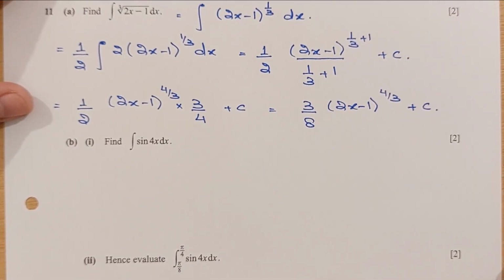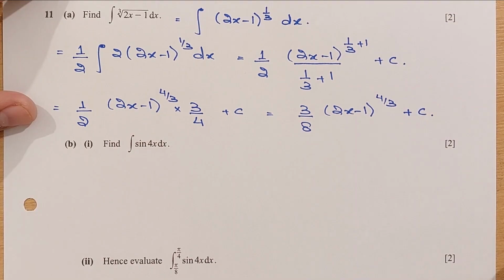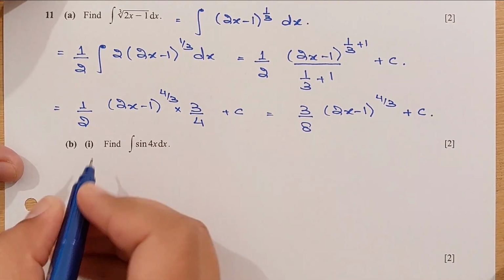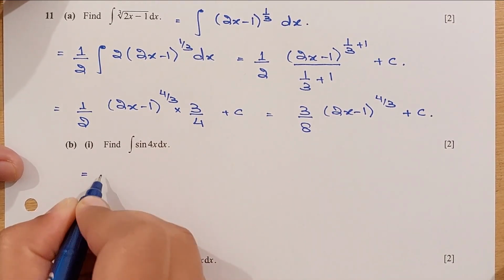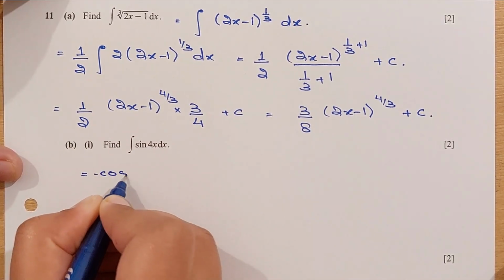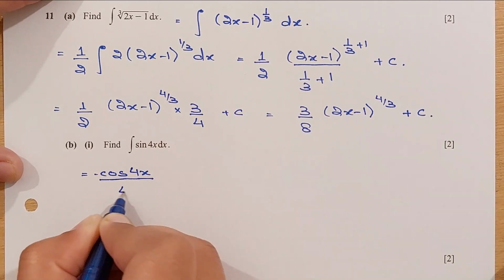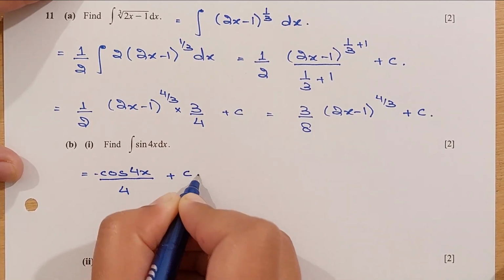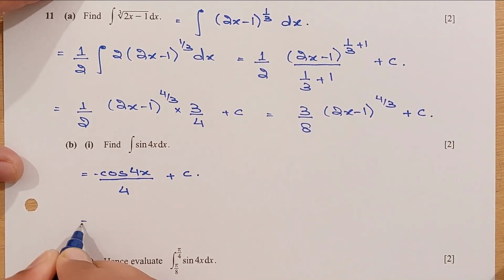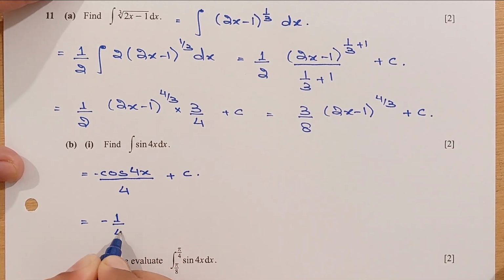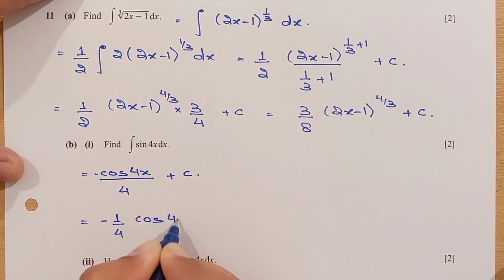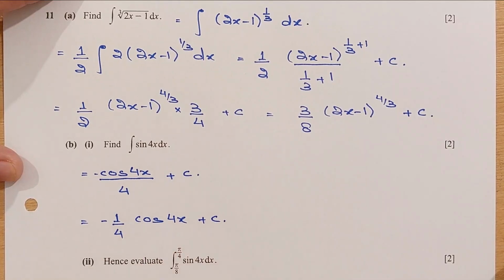Now for B part 1, the integration of sine 4x dx. The integration of sine is minus cos 4x divided by the derivative of 4x, that is 4, plus some constant of integration, right? Or we can say minus 1 by 4 cos 4x plus c.